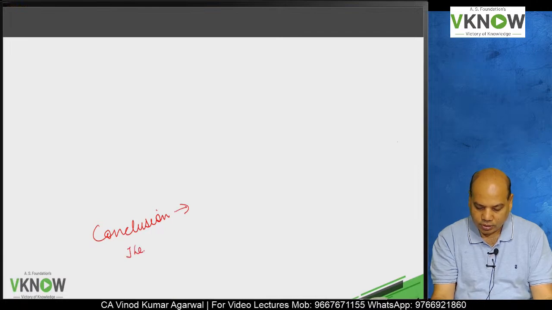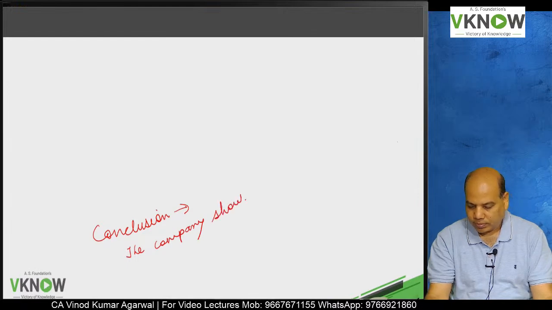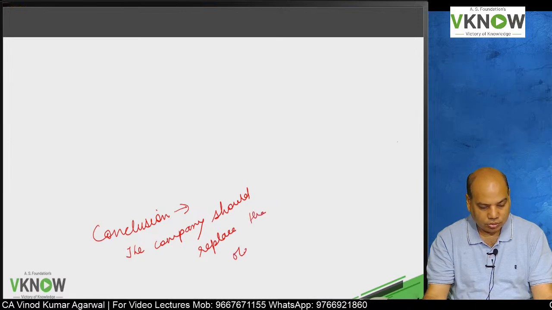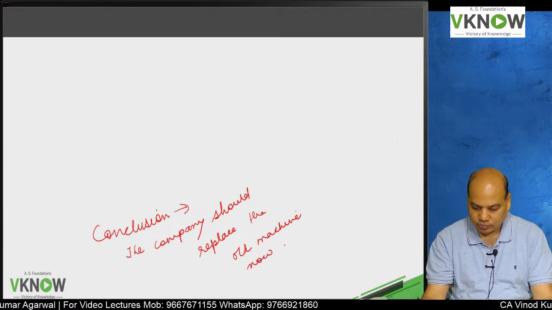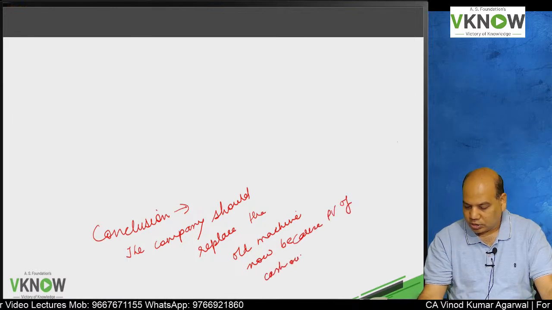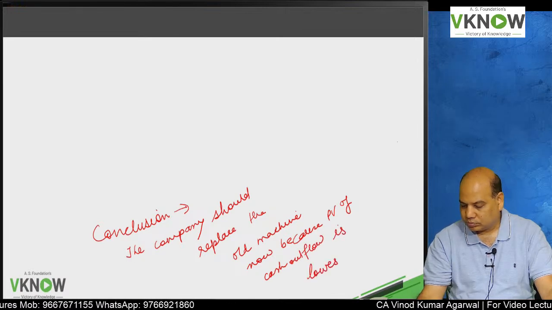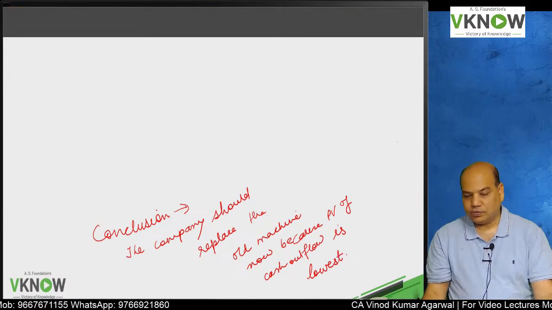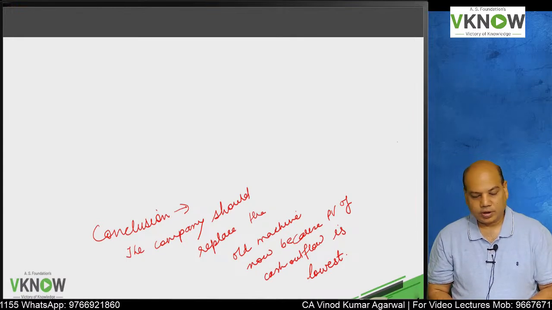Conclusion: the company should replace the old machine now because PV of cash outflow is lowest. Because PV of cash outflow is lowest.